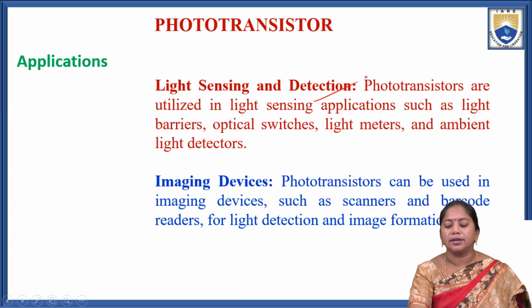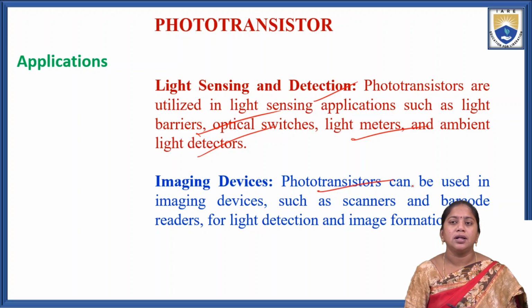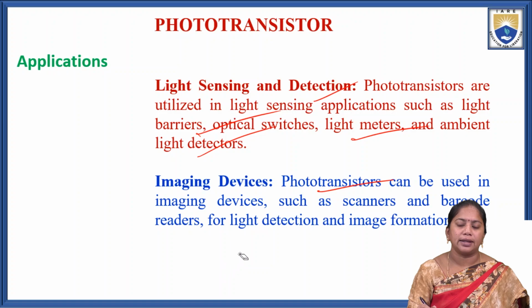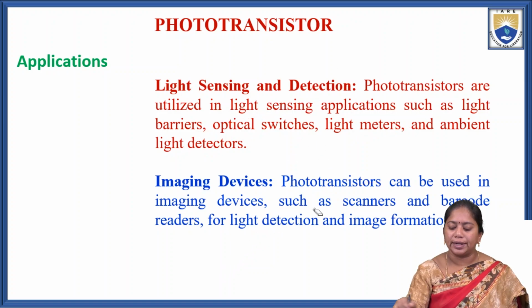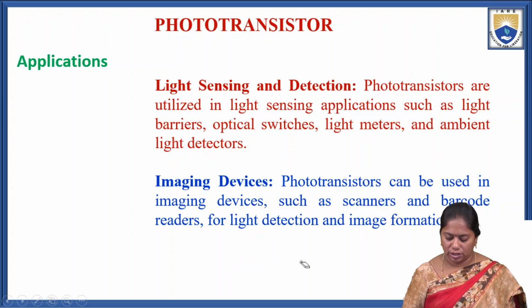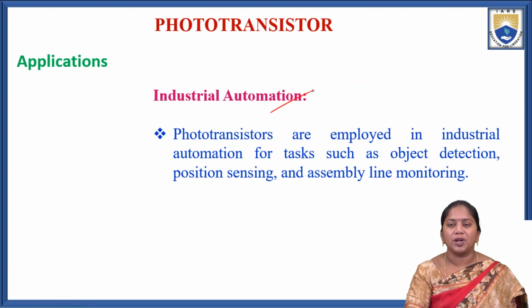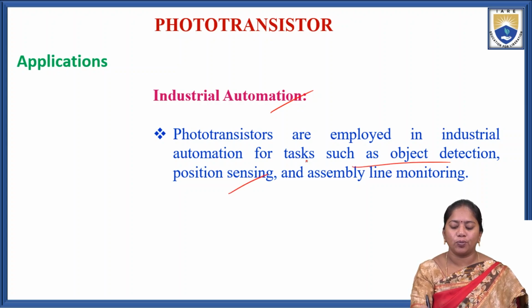Light sensing and detection. Phototransistors are utilized in light sensing applications such as light barriers, optical switches, light meters and ambient light detectors. Imaging devices. Phototransistors can be used in imaging devices such as scanners and barcode readers for light detection and image formation. Industrial automation. Phototransistors are employed in industrial automation for tasks such as object detection, position sensing and assembly line monitoring.